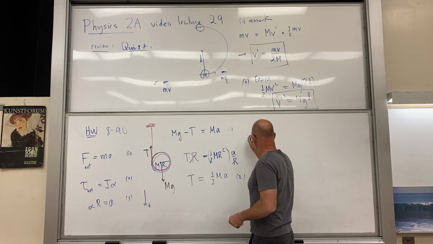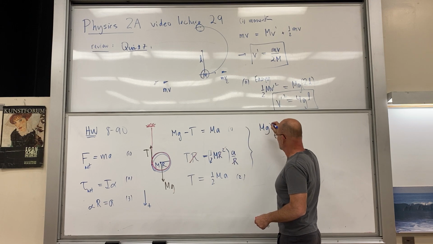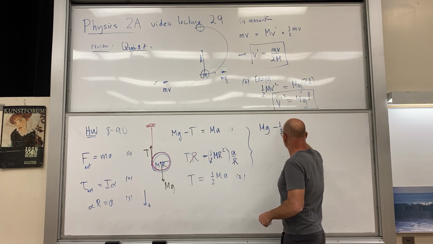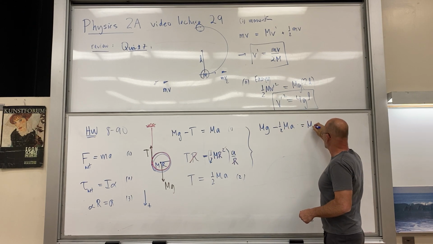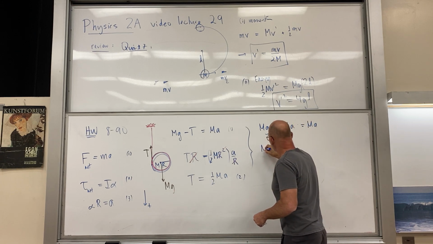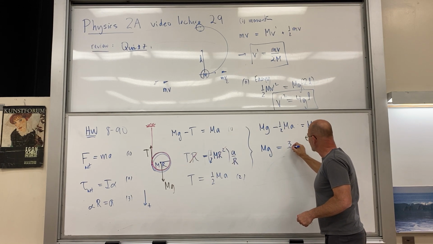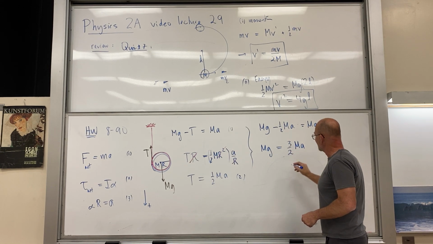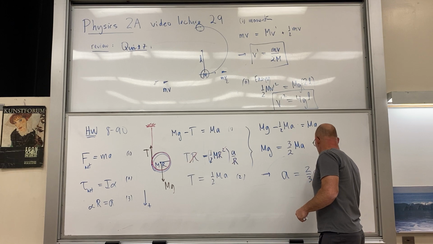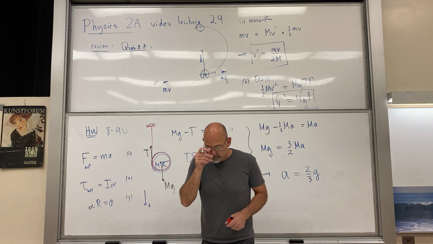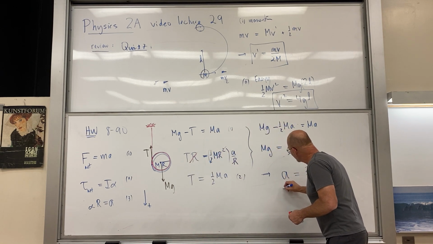And now we can go ahead and plug these in. So we have mg minus 1/2 ma is equal to m times a, so that mg is equal to ma plus 1/2 ma, which is 3/2 ma, and therefore we get a is equal to 2/3 g. Pretty sure that's what the book said as well. Yes, wonderful. So we're going to leave it at that.